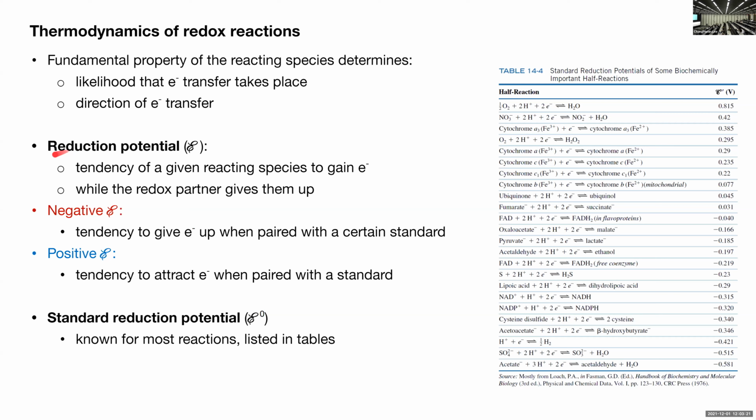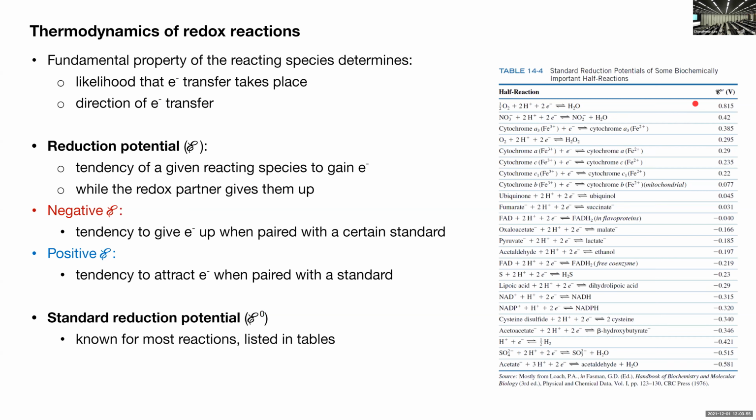So to do so, you can look at the reduction potential, which is indicated as this cursive E. And this reduction potential, as its name refers, tells the tendency of a given reacting species to gain electrons. Gaining electrons, again, is about reduction, right? So that's why it's reduction tendency or potential. And that happens while the other partner gives up the electron, so that partner is going through the oxidation.